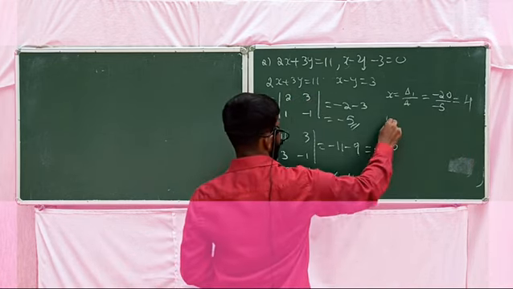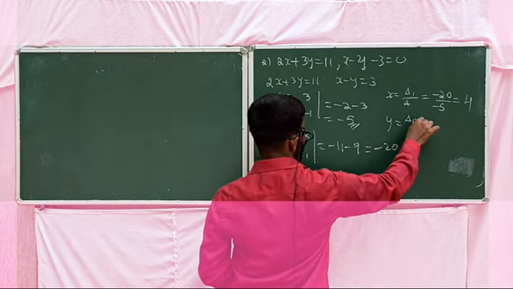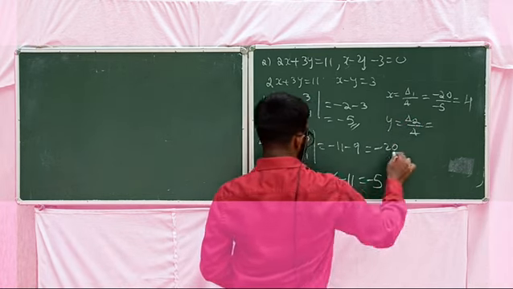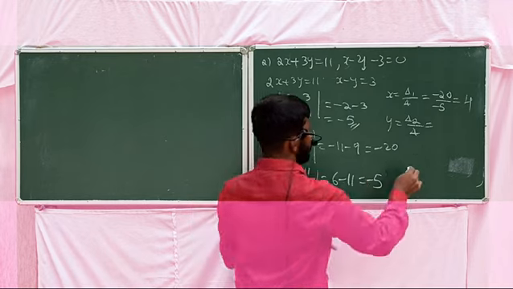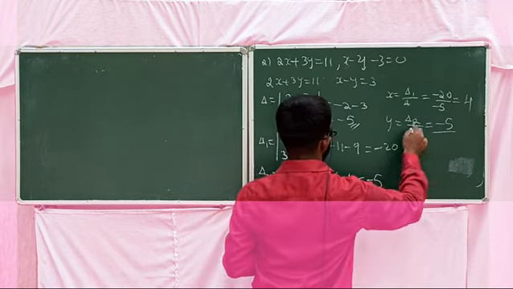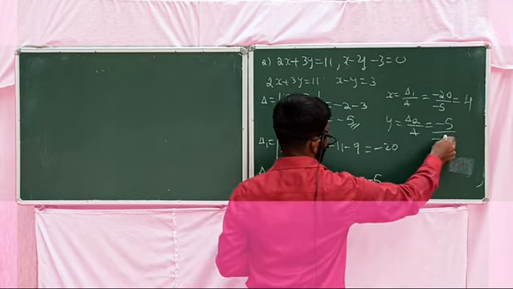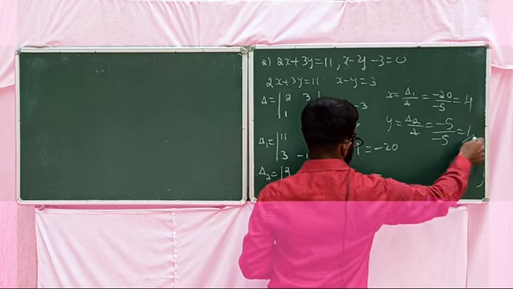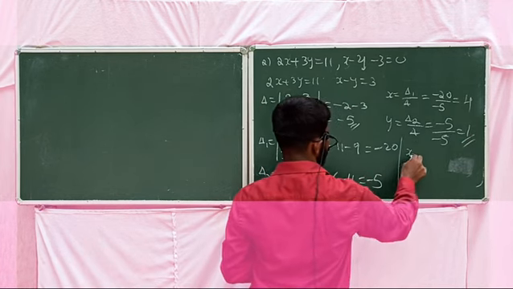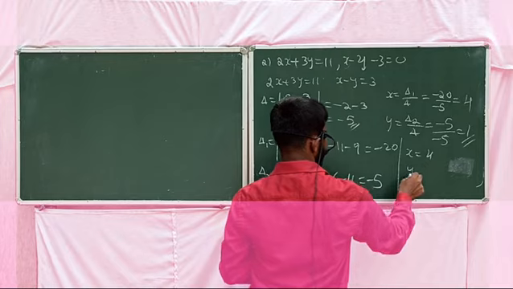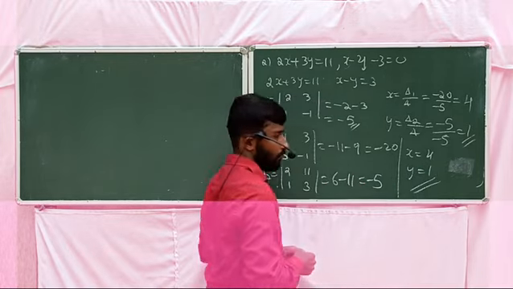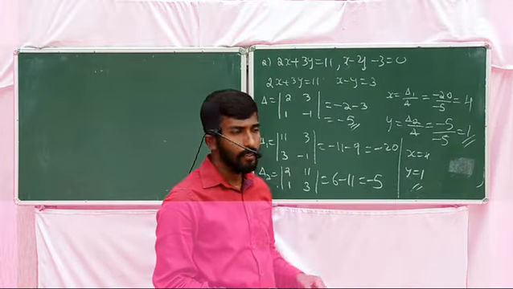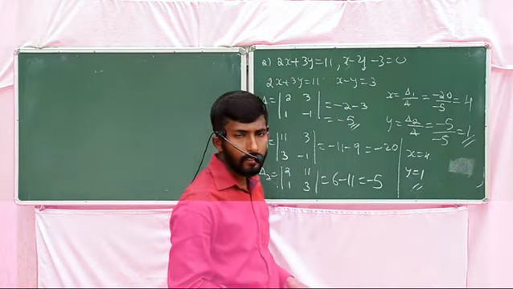What is y value? Y value is delta 2 divided by delta. What is delta 2 value? See here, minus 5 divided by, what is delta value? Minus 5. Its value is equal to 1. Therefore, you can write x is equal to 4 and y value is equal to 1. This is the solution for the given system of linear equations.